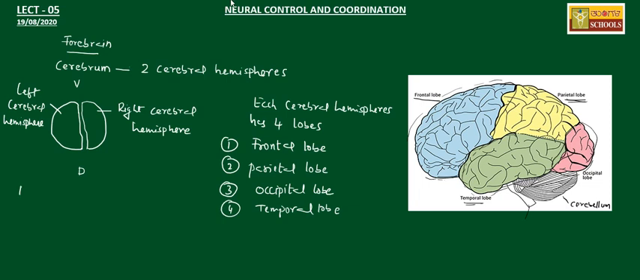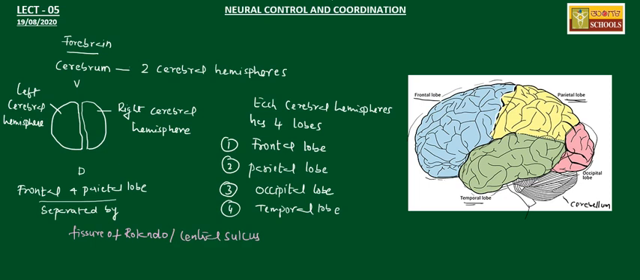So frontal and parietal. These two are separated by a fissure. You can see here there is a fissure between the frontal lobe and the parietal lobe. It is called the fissure of Rolando. It's also called the central sulcus.